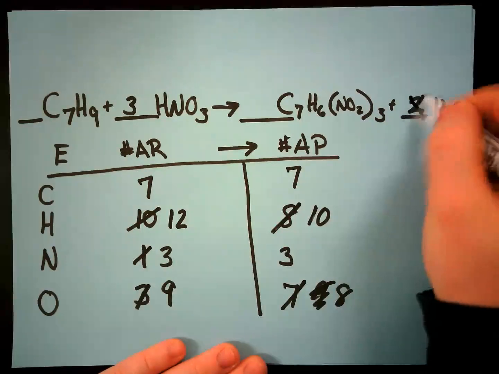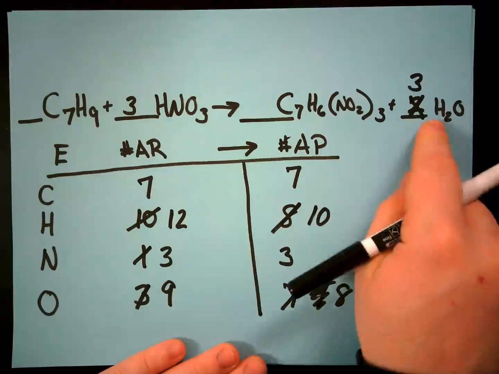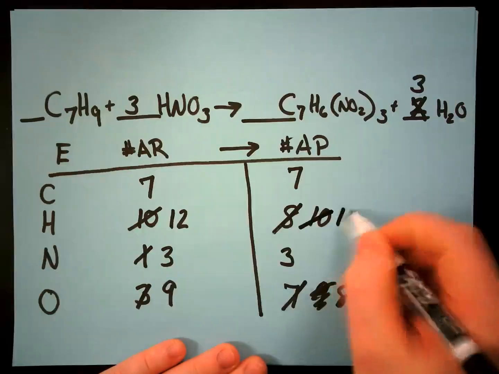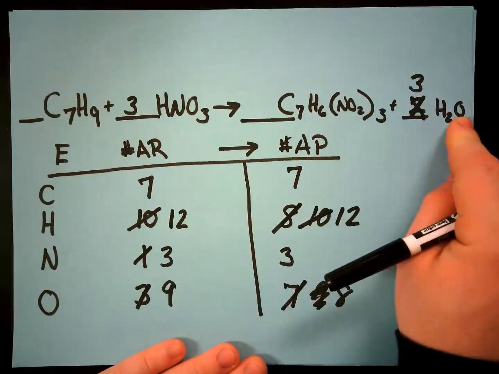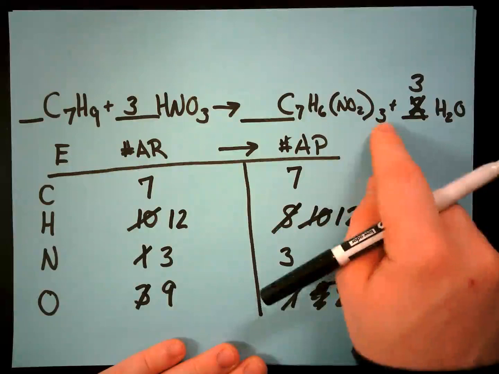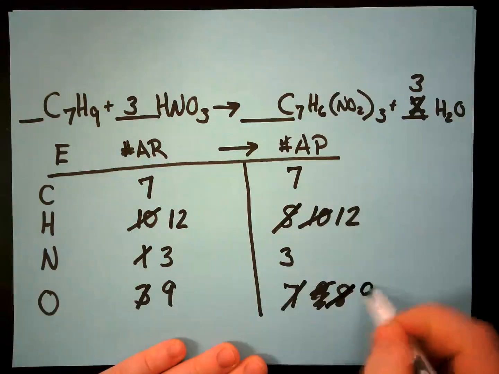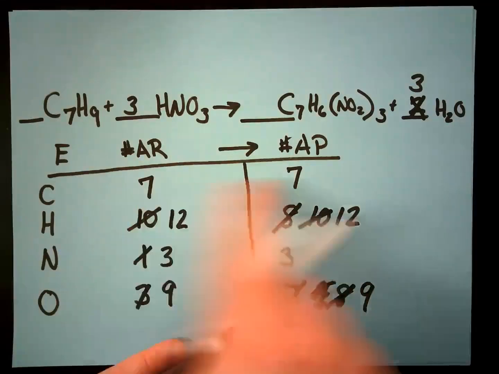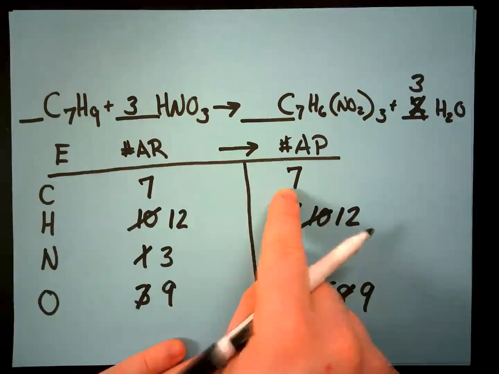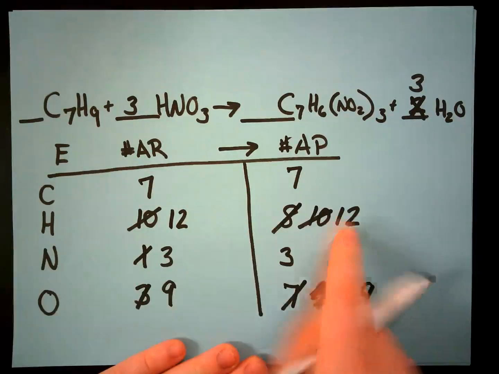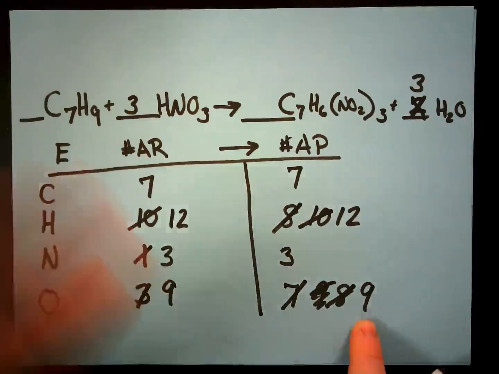Instead of 2, let's try 3. So 3 times 2 is 6, and there's a 6 over here, so now we've actually got 12 hydrogen. 3 times 1, I've got 3 over here, and 3 times 2 is 6, so now 3 plus 6, now I've got my 9. Just to double check to make sure I've got what I need: carbon is 7 to 7, hydrogen is 12 to 12, nitrogen is 3 to 3, and oxygen is 9 to 9. It looks like I'm good to go.